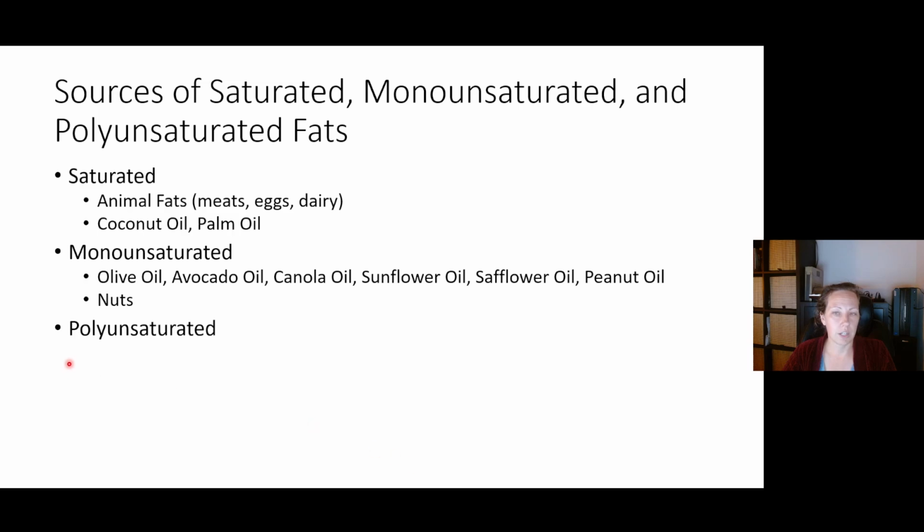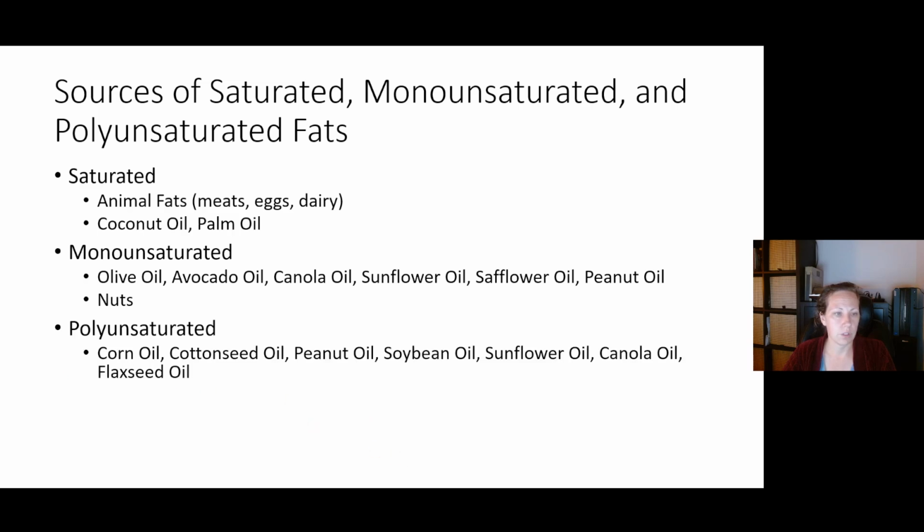Some polyunsaturated fats sources include corn oil, cottonseed oil, peanut oil, soybean oil, sunflower, canola, flaxseed. Now notice, oh wait, one more, fish. Oh, one more, soybeans, chia seeds, and walnuts. Now notice how some of these have multiple sources. And you can even find monounsaturated and polyunsaturated fats in animal products.